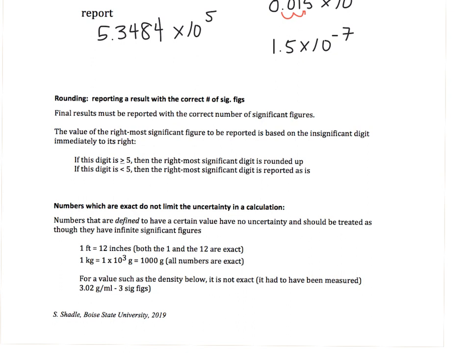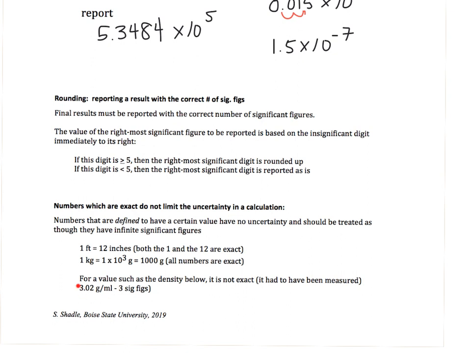The other thing, and we'll see this in the next section, is that numbers that are exact do not limit the uncertainty in a calculation. So numbers that are defined to have a certain value have no uncertainty, and so they don't impact our calculations. So for example, 1 foot is equal to 12 inches by definition. So the 1 and the 12 are exact. They don't have any uncertainty in them. And so we wouldn't count these as significant digits. Same thing, a kilogram is 1,000 grams. All numbers are exact.